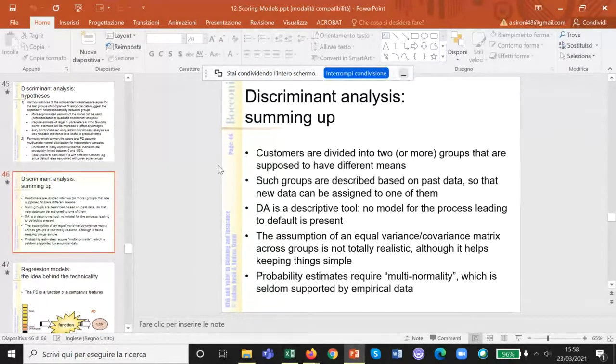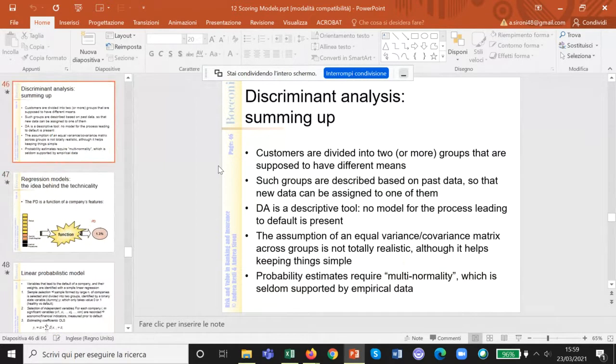So to sum up discriminant analysis, customers are divided in two groups, which are assumed to have different means. Subgroups are described based on past data, so that new data can be assigned to one of them. And it's very much a descriptive tool. There is no underlying structural model. I mean, it's not saying those companies are going to default because of this factor, okay? There are some underlying assumptions which actually have some implications in terms of the realism of the model. So that's very much about discriminant analysis.